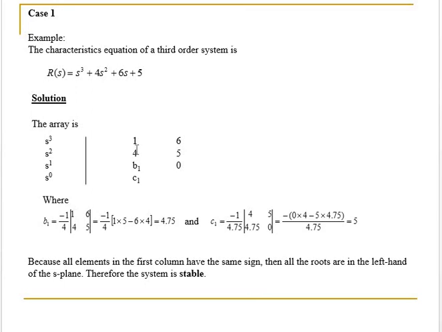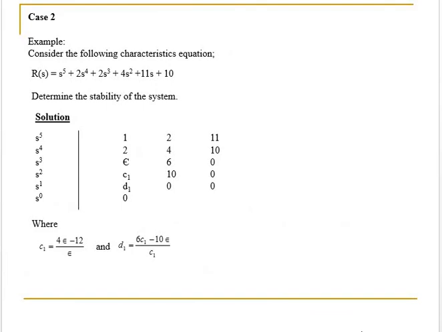It means all the values in the first column are non-zero, and no sign is changed. Then it means all the roots of the characteristic equation are in the left half of the s-plane. Therefore, the system is stable. Okay, this is case 1. Next, we look at case 2.